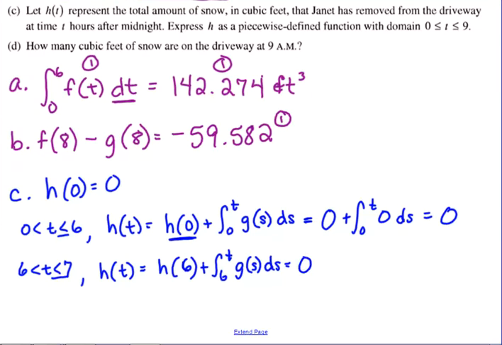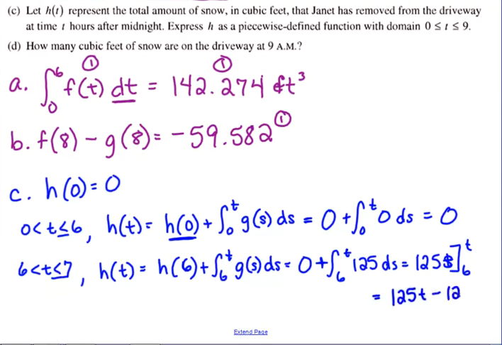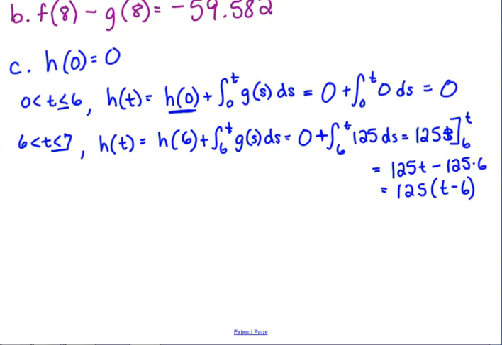She starts removing at 6 a.m., so she hasn't removed any at 6 a.m. Plus the integral from 6 to t, between 6 and 7 the rate is 125. So if we integrate that, that's 125s from 6 to t. So that's 125 times t minus 125 times 6. Now, if you'll notice on the answer key, they just write that. They factor out the 125.